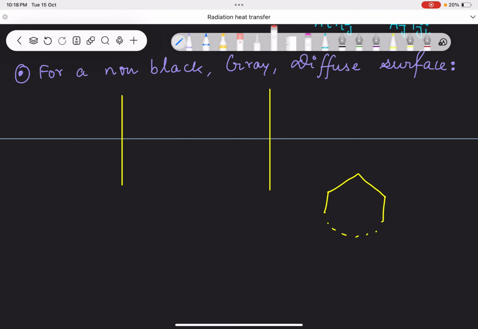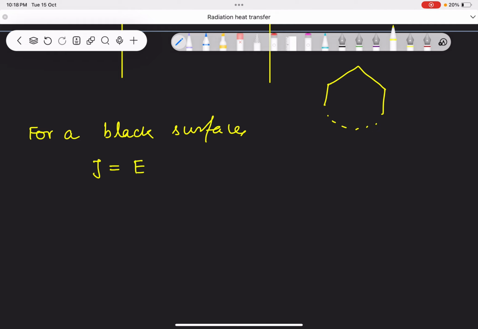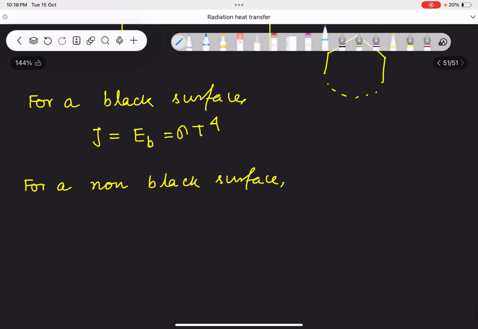Now for non-black gray diffuse surfaces, let us see how we can do that. This is having a temperature T1 again, and this is T2, which is less than T1. We already have shown that for a black surface, my J is equal to EB is equal to sigma T to the power 4. But for a non-black surface, what will I have? I will have my Q. Okay, leave Q aside. Let us focus on J first.